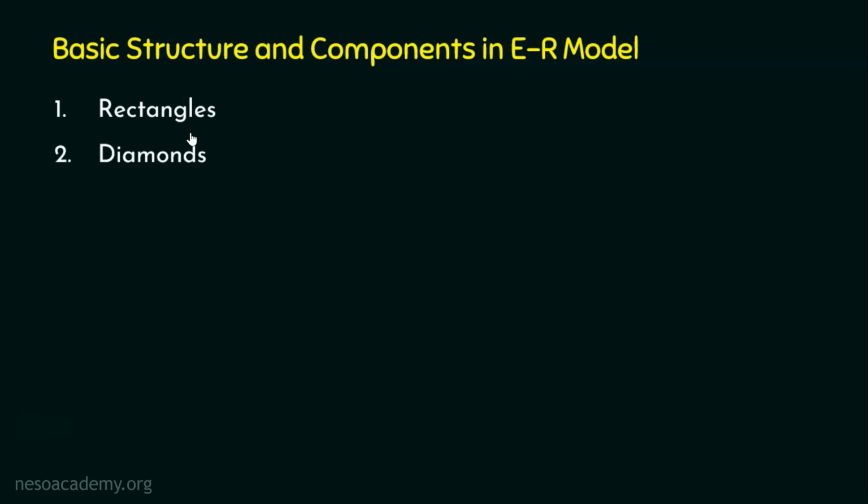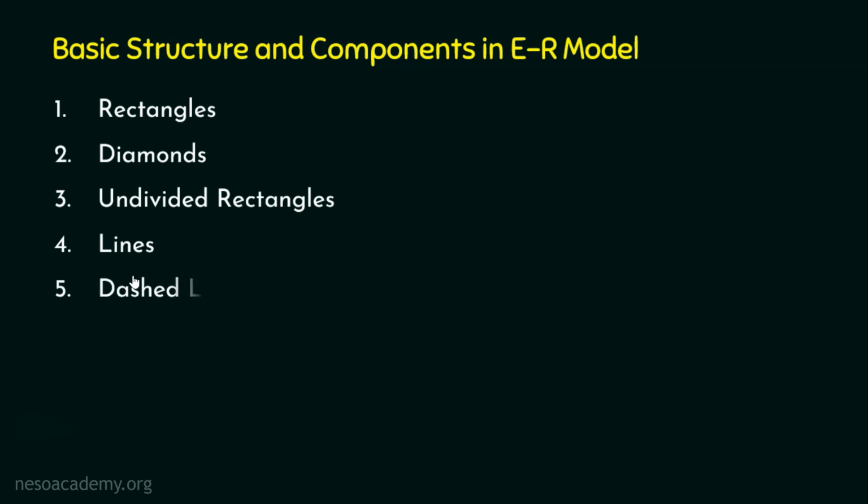Let's move on to the second one, diamonds. Think about for what purpose diamonds are used. I hope you are done. Diamonds are used for representing relationships. What about undivided rectangles? Undivided rectangles are for representing strong entity sets. What about lines? Lines have various purposes in an ER diagram. They are used to link an entity with a relationship or an entity with an attribute. Let's see the next one.